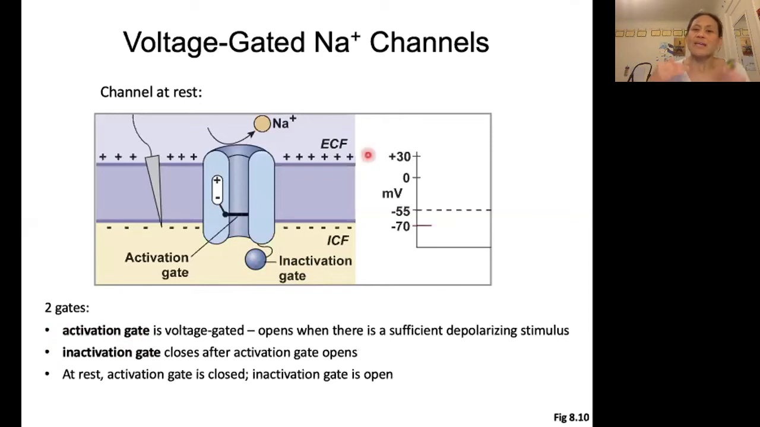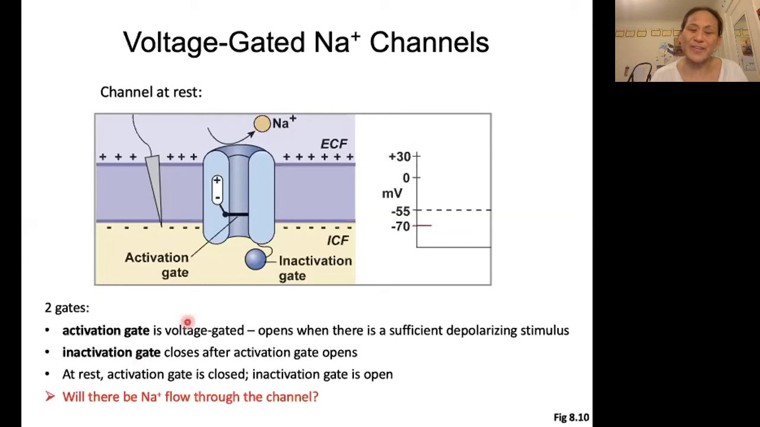Okay. Now let's take a look at what happens with this sodium channel over the course of the action potential. Okay, so we're going to start with resting membrane potential. When we are at our resting membrane potential, the activation gate is closed and the inactivation gate is open. So here's a question for you. Take a moment to think about this. In this situation, is there going to be sodium flow through the channel? Yes or no?